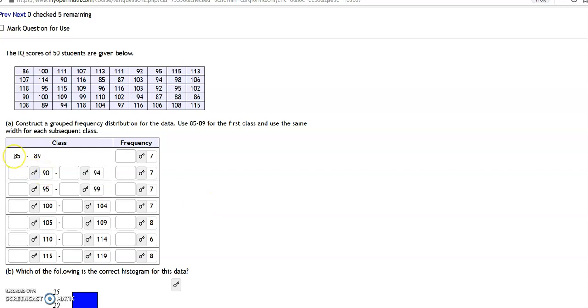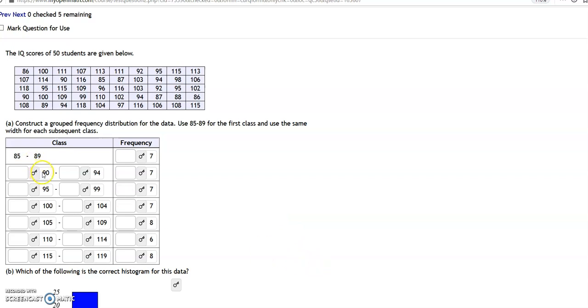So for this one, they gave you the first class of 85 to 89. The reason they did that was because all you need to know is the class width of the first class, and it's the same for every class. So if the first class is 85 to 89, that's 5: 85, 86, 87, 88, 89.